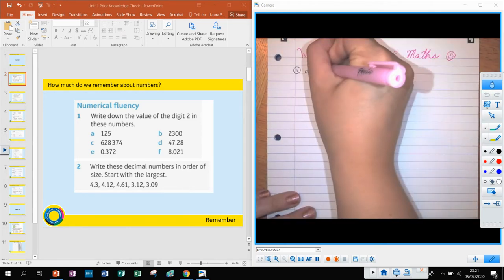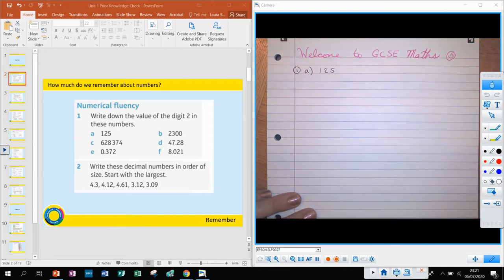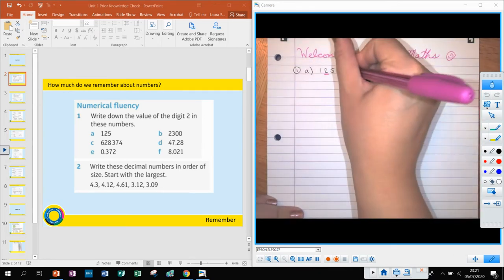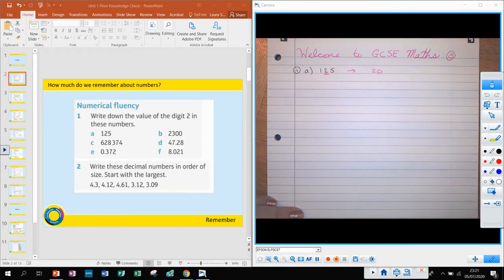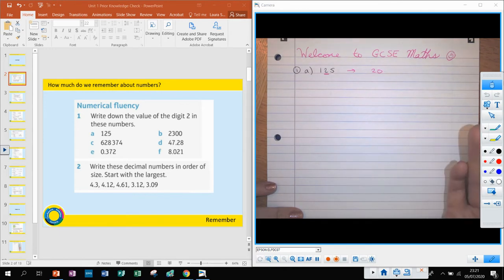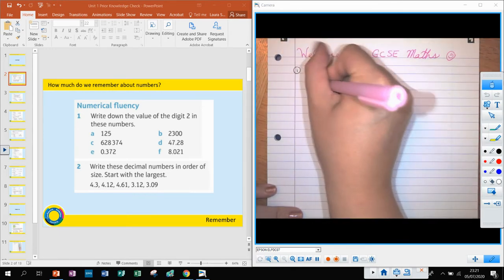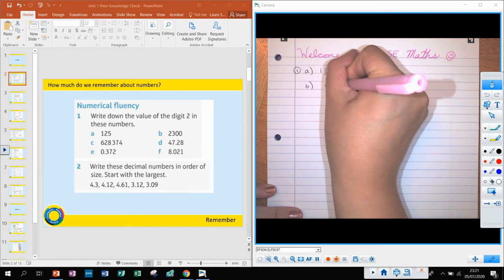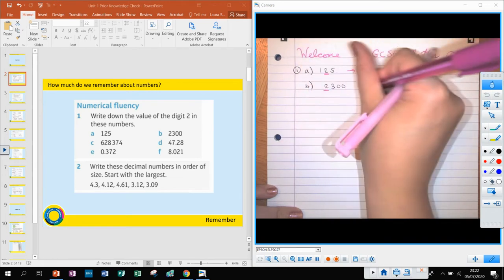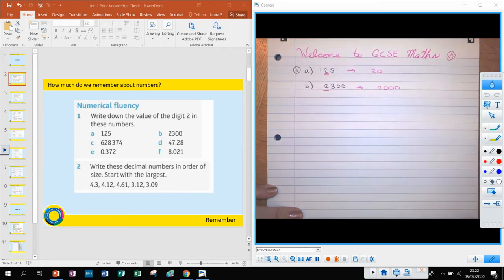So if we look at part A, it's 125. And since that's the 2, we would say that the value of this is 20. So the value of the digit 2 is actually 20. They want you to write down the number. They don't want you to write down the word 20, okay? Right, part B, we have 2,300. So if it's 2,300, then we know that the value of the 2 must be 2,000. Okay? If they did want it in words, they should write down to write it in words.